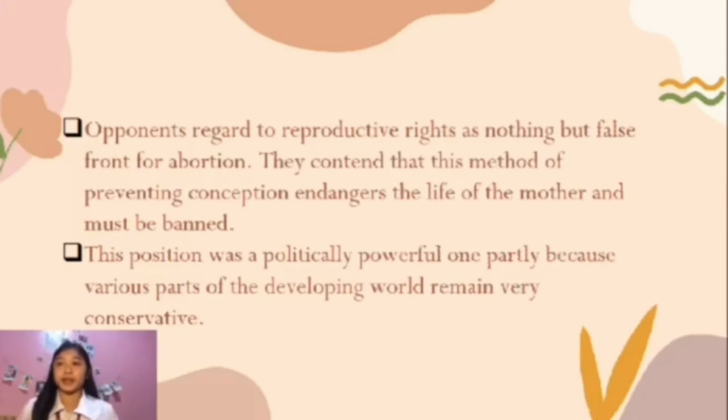They contended that this method of preventing conception endangered the life of the mother and must be banned. The religious wing of anti-reproductive rights flanked further and described abortion as debauchery that sullies the name of God. It will send the mother to hell and prevents a new soul, the baby, from becoming human.